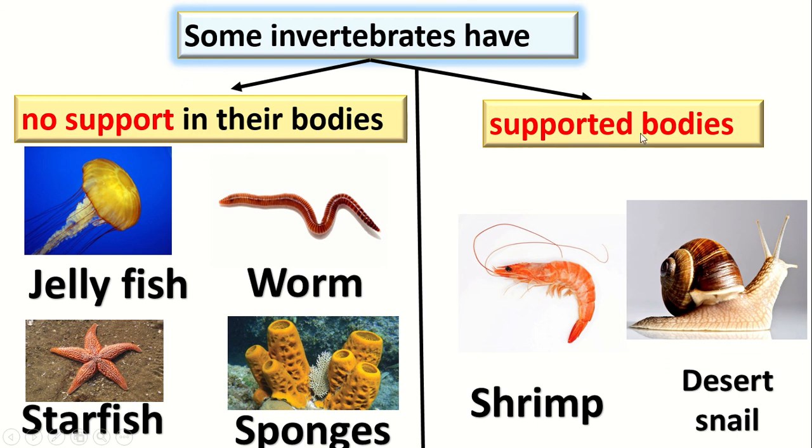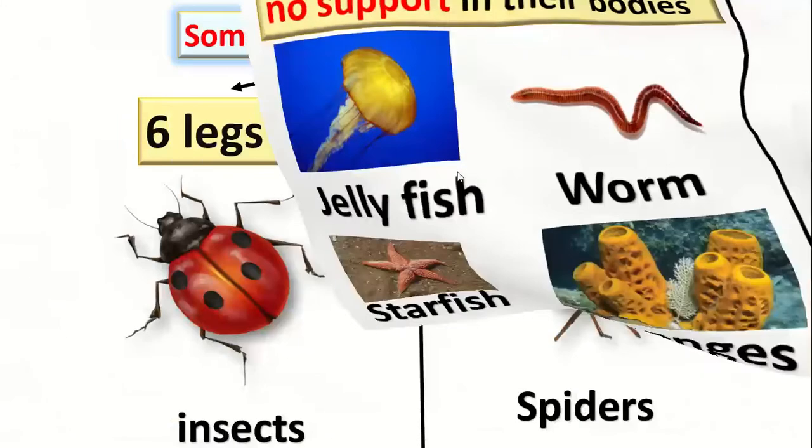Okay, what about the supported bodies? Some invertebrates have something to support them, like the shrimp. There is something coating the shrimp. So shrimp have supported bodies. The desert snail also has a supported body. Repeat after me. Desert snail. So shrimp and desert snails have supported bodies.